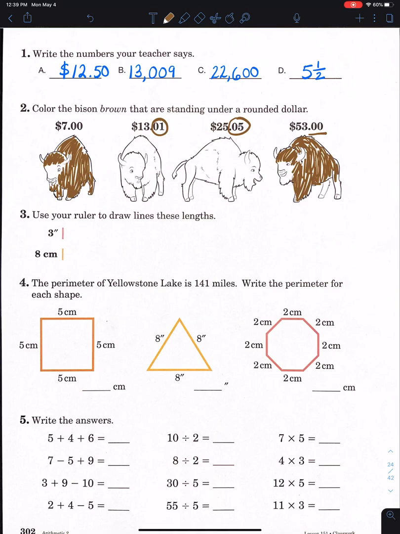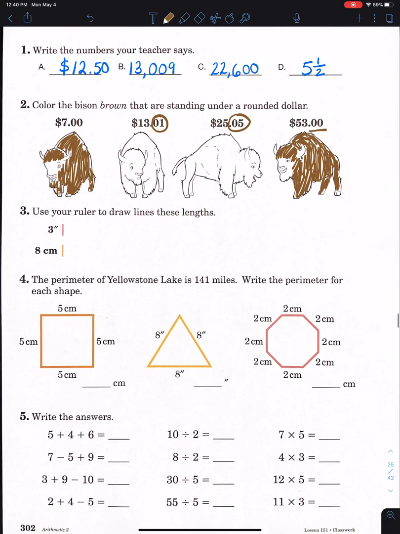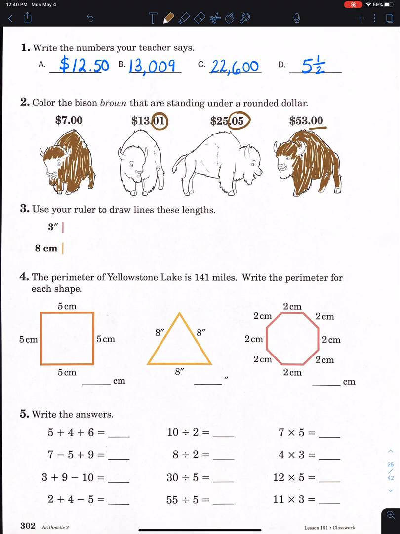All right. There we go. Number 3, use your ruler to draw the lines these lengths. The first one is in inches. Remember the 2 little lines at the top of the 3? That stands for inches. So take your ruler and make sure that you put your 0 right on the line here. And then you're going to draw your line out to the 3-inch mark. Good.